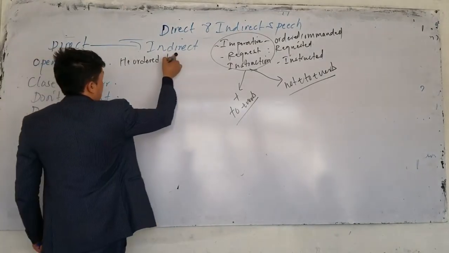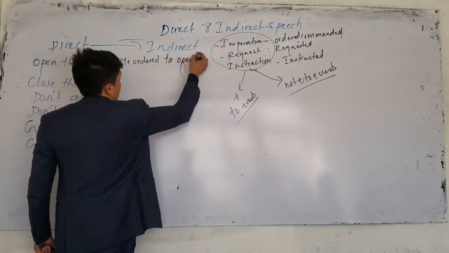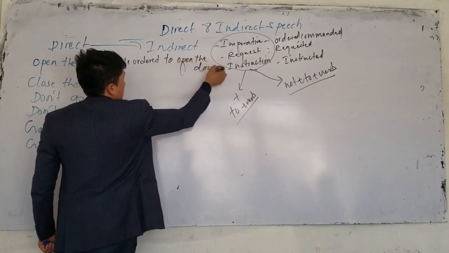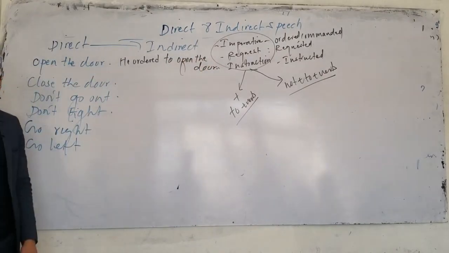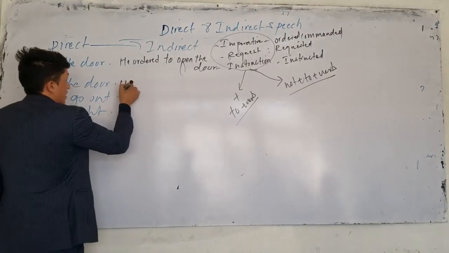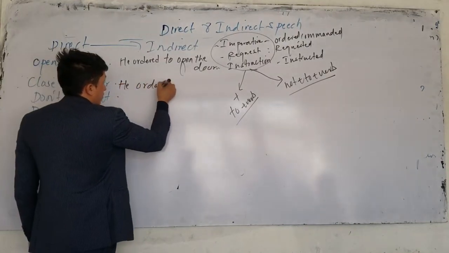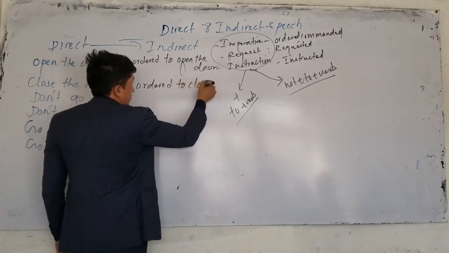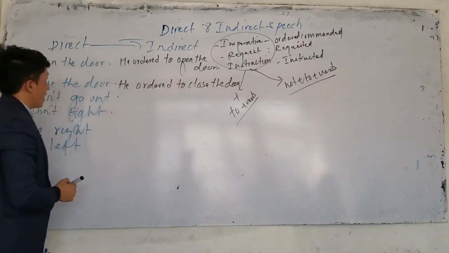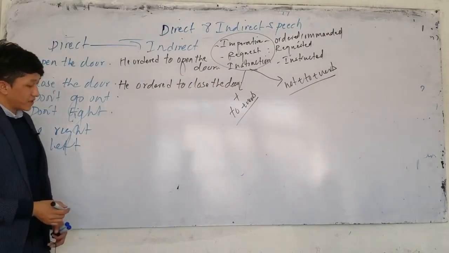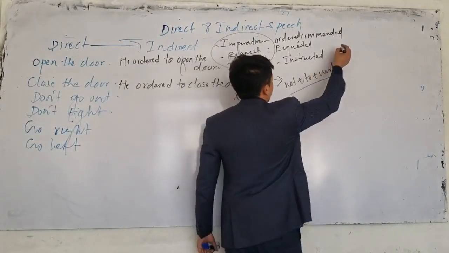We can say he ordered to open the door. Or the next sentence, close the door. How should I change it now? We can say he ordered to close the door. And sometimes we can also, for imperative sentence, sometimes we can also use told. What do we use? Told.